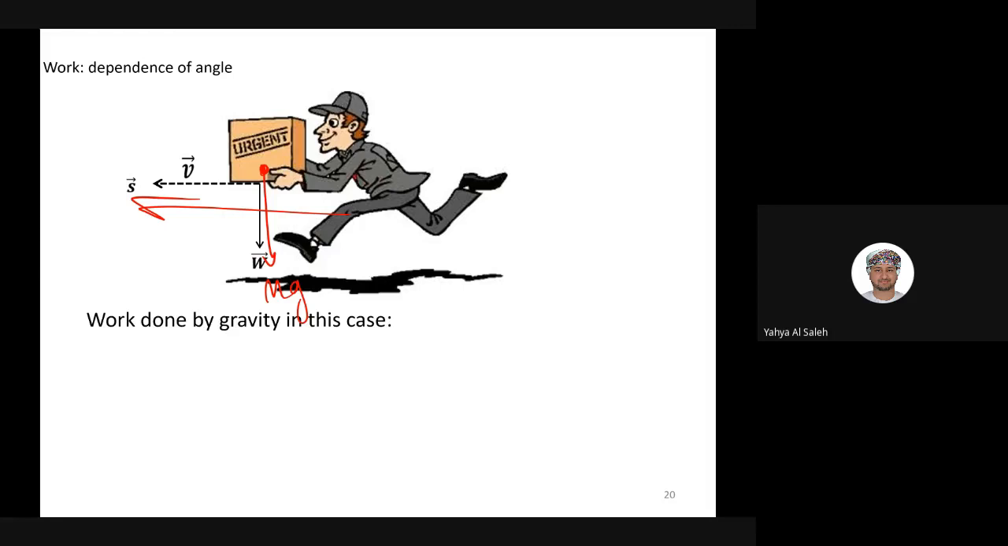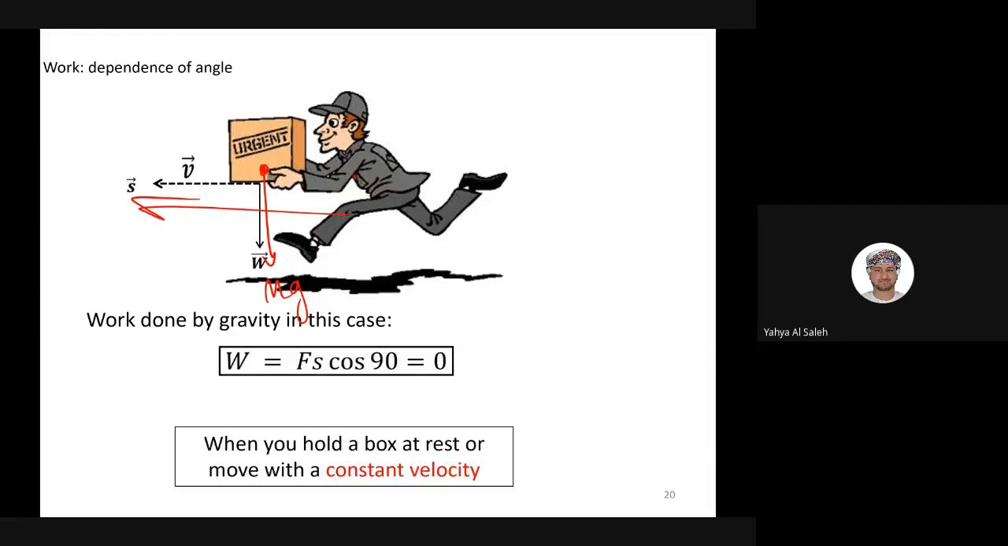So let's take a look at this guy. He works at Barid Oman or Asyad Express or Mandub or UPS or DHL, and he has a heavy box and he's running. What is the work done by gravity in this case? 0. Nothing. Because it's at 90 degrees. Yeah. So according to physics, when you hold a box at rest or you move with a constant velocity, then your work done is 0.